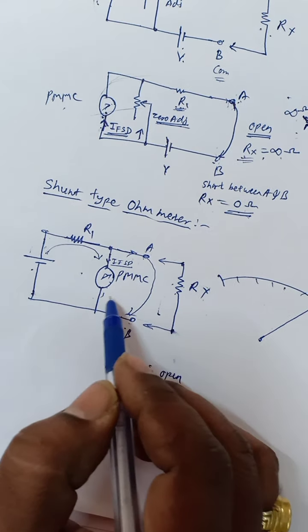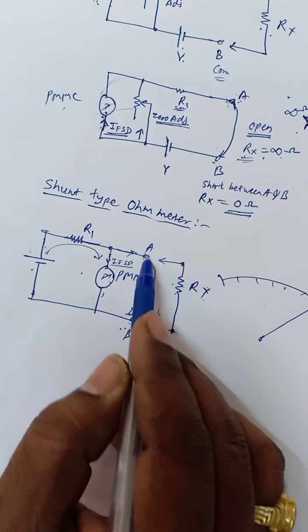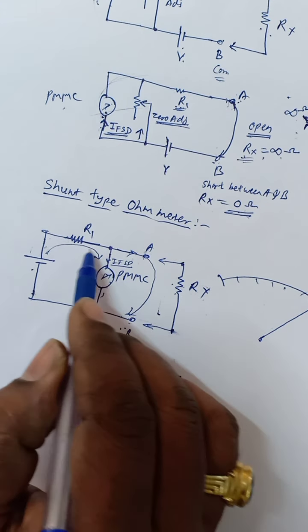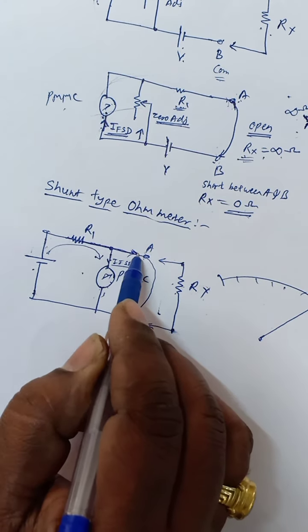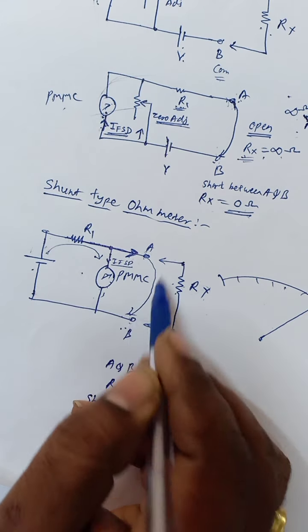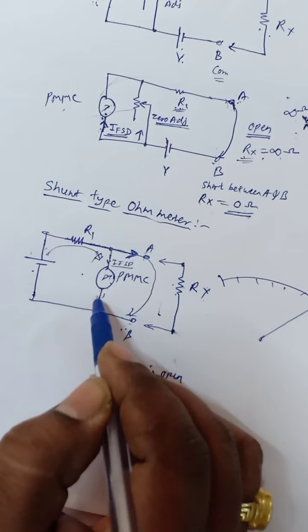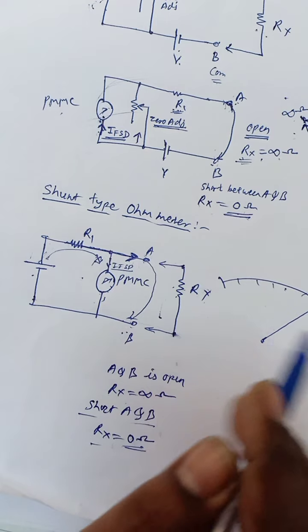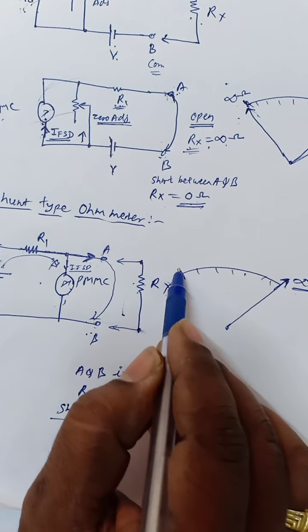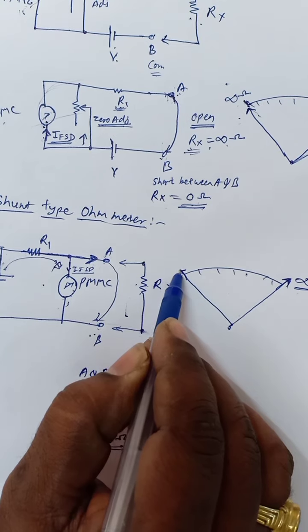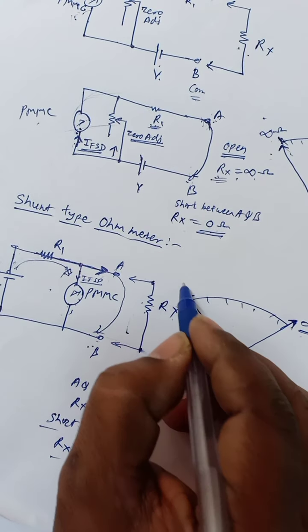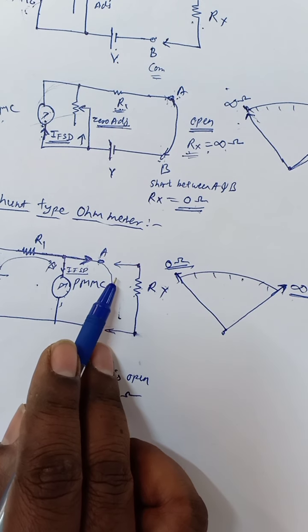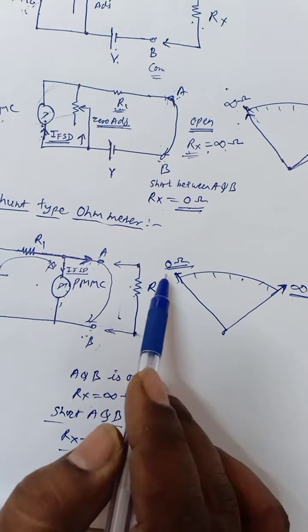Why? Because the A and B short has a very low resistance as compared to the PMMC. So the total current is diverted toward the low resistance path. There is no current through this PMMC. As A and B terminals are shorted, the total current flows through the AB terminals and the needle is at the resting position. So it indicates that 0 ohm is the resistance connected between A and B. That means A and B are shorted.